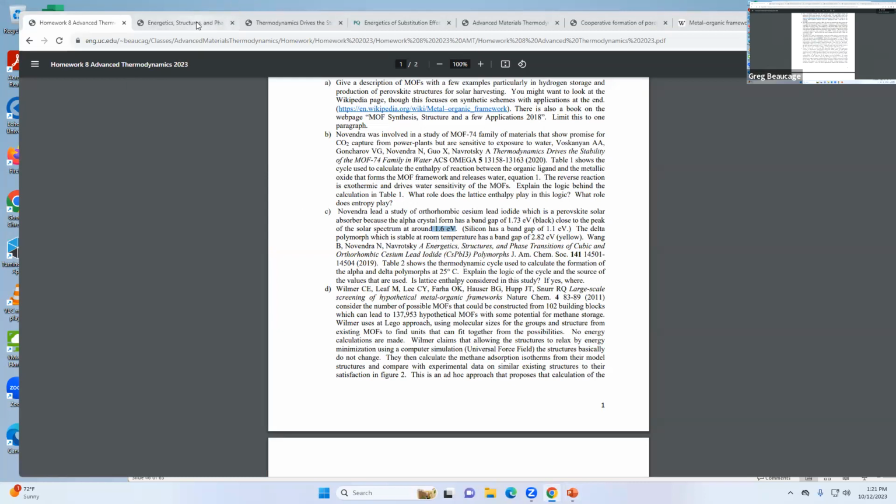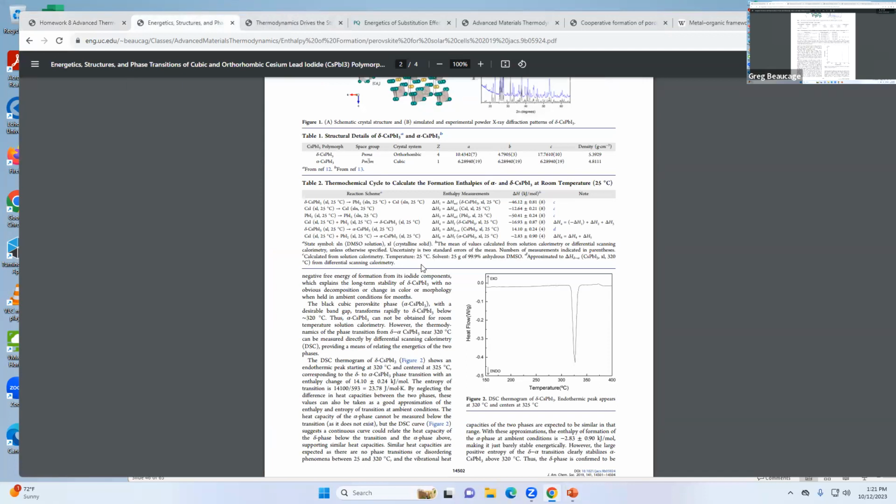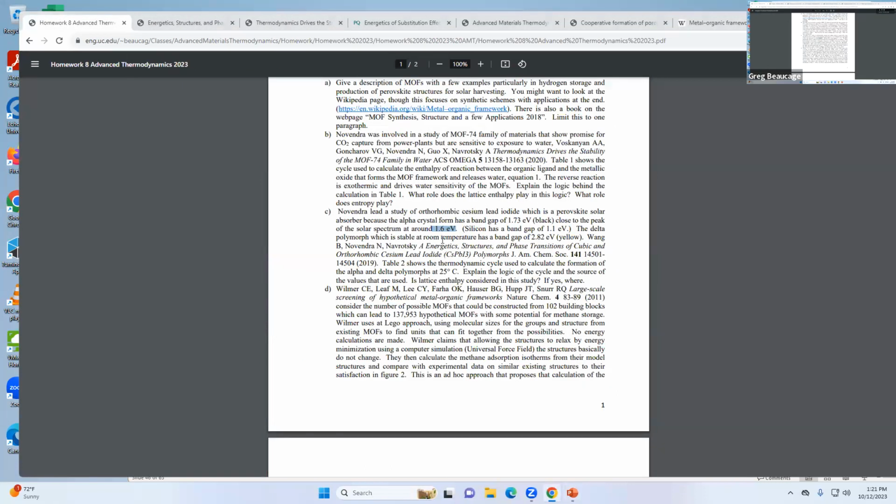So they're trying to figure out, I'm not sure what they're trying to figure out in this. It's the same thing though. It's like a reaction, and the question is kind of the same thing. Table 2 shows the thermodynamic cycle, calculate the alpha.